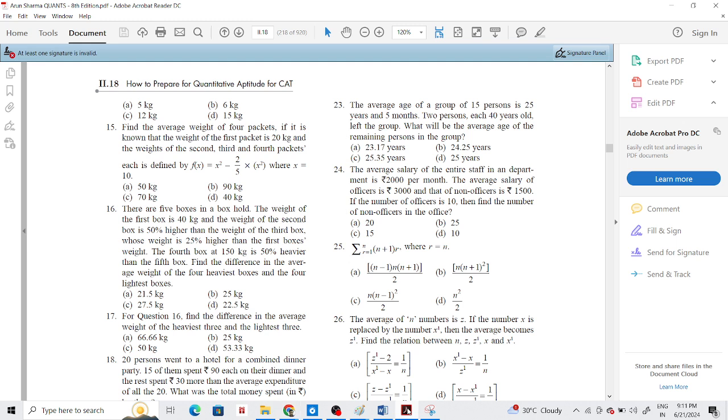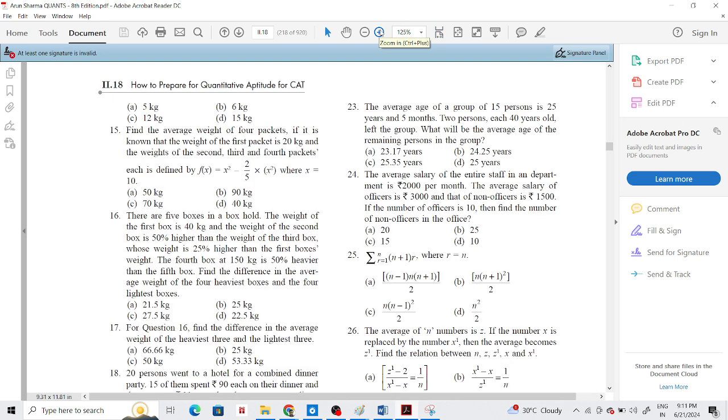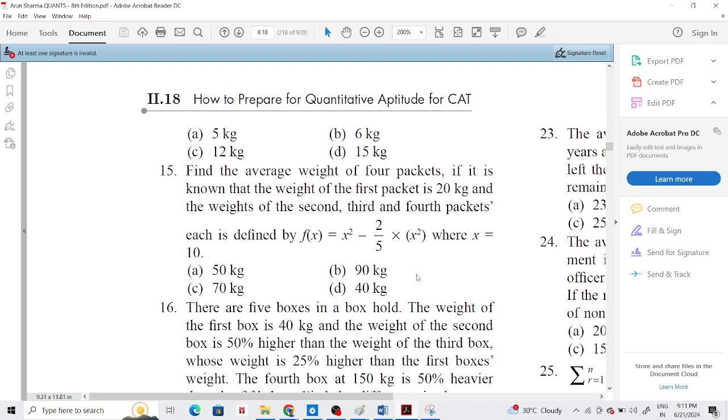It's very simple. Find the average weight of 4 packets. If it is known that the weight of the first packet is 20 kg, I gave this sum because there is a function concept, so that it doesn't become unknown to you. You see this sum.